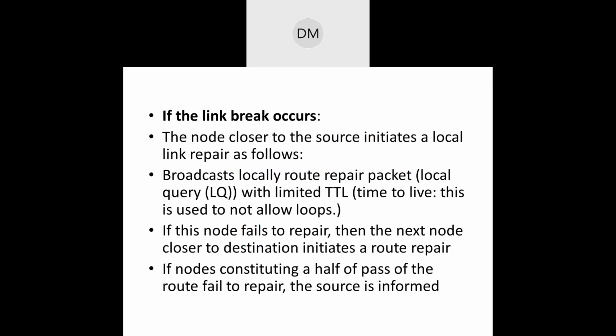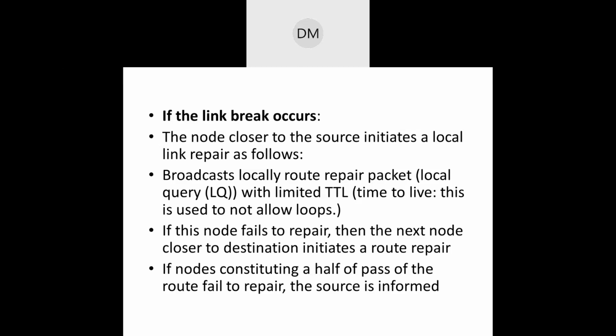Now what happens if the link breaks? If the link is broken, it invokes RRC, that is the route reconstruction phase. First, the node closer to the source will initiate a broadcast message, that is an LQ, a local query, with TTL. TTL is used to prevent loops.